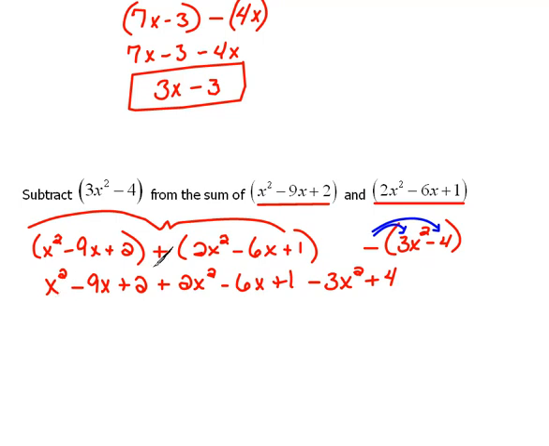So for our x squareds, we have x squared plus 2x squared. Well, that would be 3x squared minus 3x squared. That's 0. Those all canceled out. For our x's, we have minus 9x minus 6x. So that would be a minus 15x. And now we're done with the x's. Now for numbers, we've got a plus 2, plus 1 would be 3, plus 4 would be 7. So it would be negative 15x plus 7.